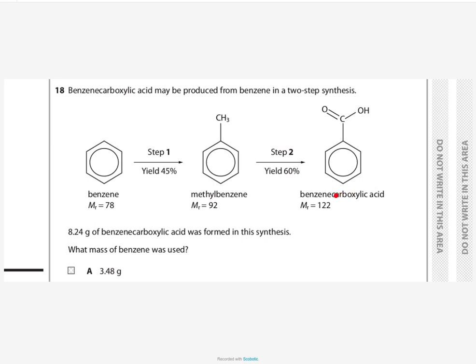For that, let's assume 1 mole is 122. So you are using 8.24 grams. Right? Let's see. So first you find the moles: 8.24 divided by 122. You get the moles as 0.067.